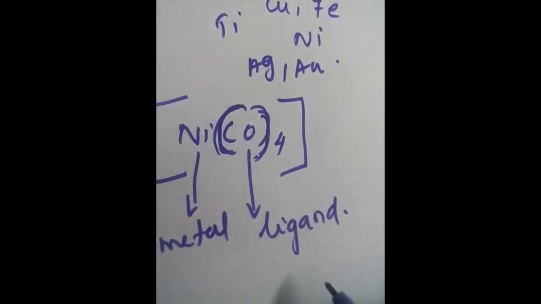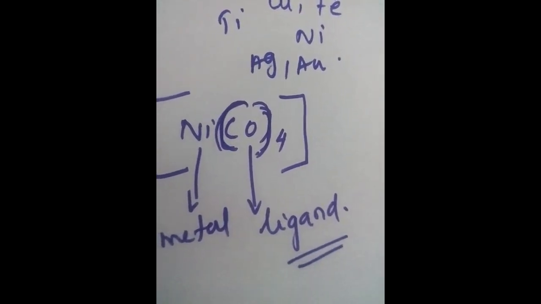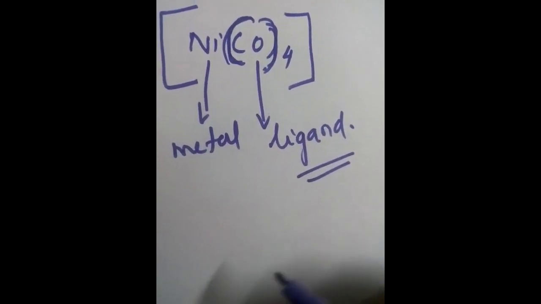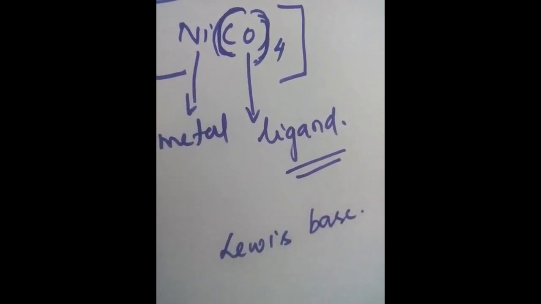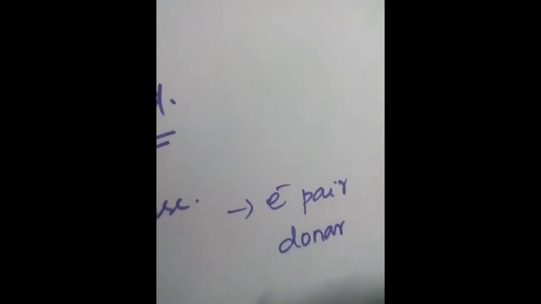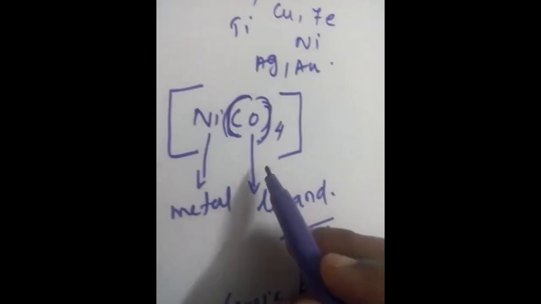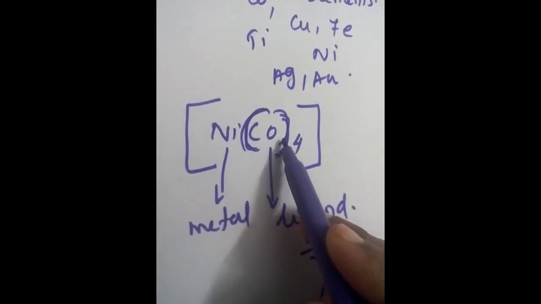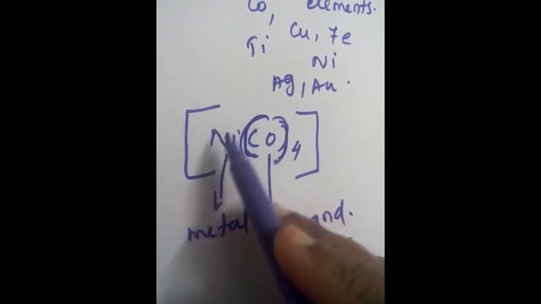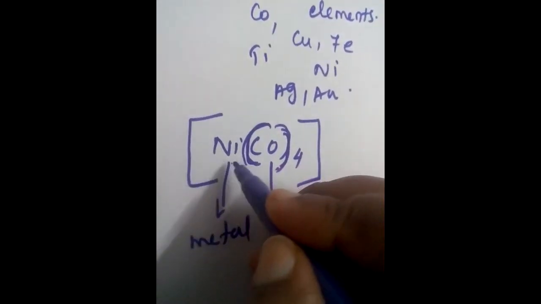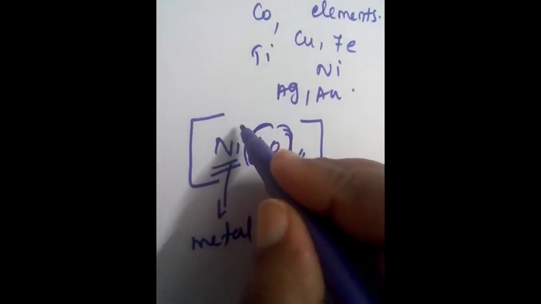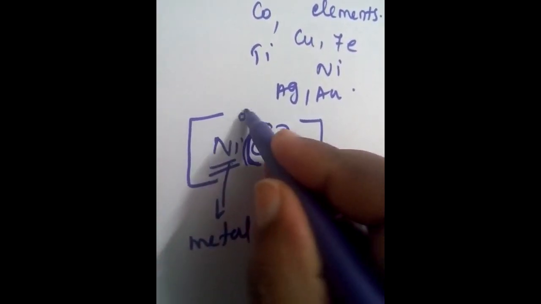So carbon monoxide can act as a ligand. Let me tell you what a ligand is. A ligand is nothing but a Lewis base. What is a Lewis base? Electron pair donors are called Lewis bases. So this carbon monoxide donates a pair of electrons to nickel. In this complex, the metal will have the charge 0. That's the speciality. If I calculate the charge of nickel, its oxidation state is 0.